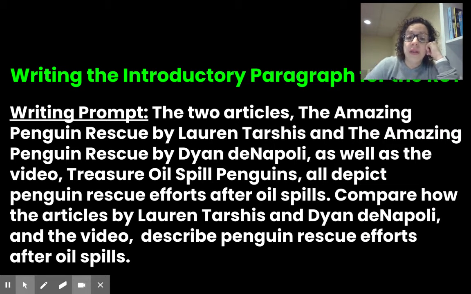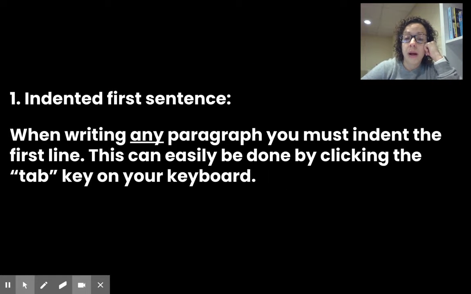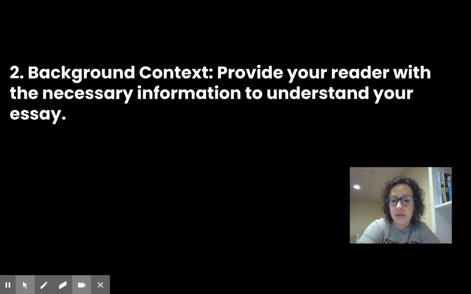Now, there are things that our body paragraph must include. First of all, in every paragraph that you write, that very first line needs to be indented. And remember, the easiest way to indent is to just click the tab key, which is on the left side of your keyboard, so that you have indented that first line. So that's super simple, step one, right? Let me move myself down.